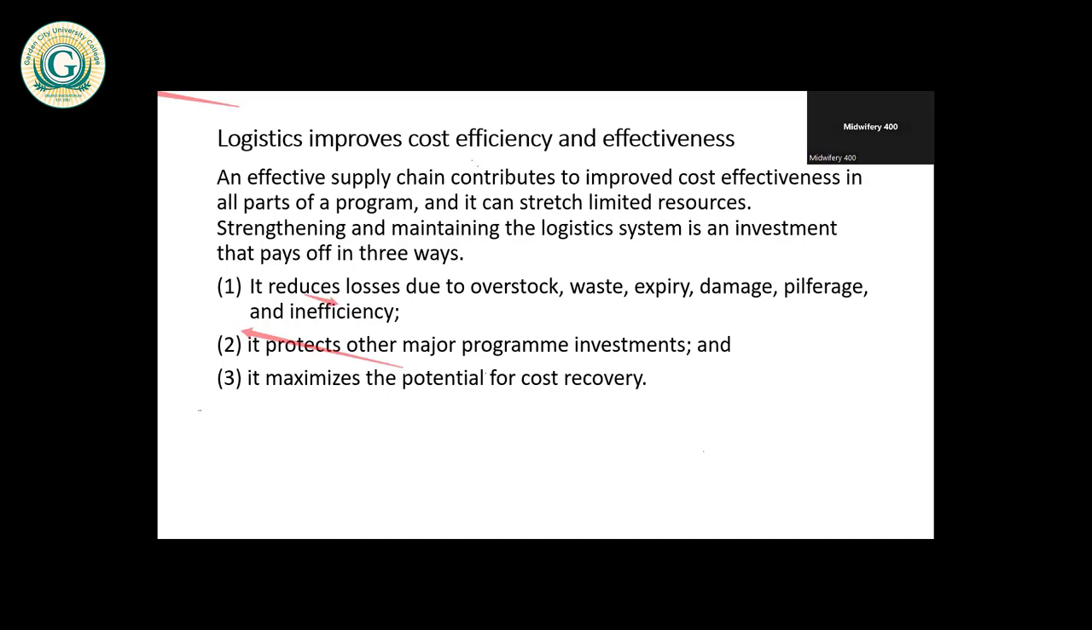Okay, when you are able to reduce cost, then you can have enough money for other things. If you are able to reduce your cost, you are able to invest in other areas, and then it maximizes the potential for cost recovery. It helps you to recover the costs that you incur if you manage your logistics system effectively.